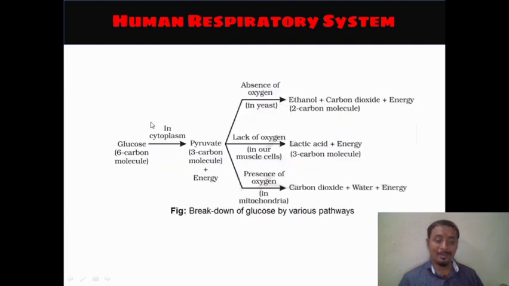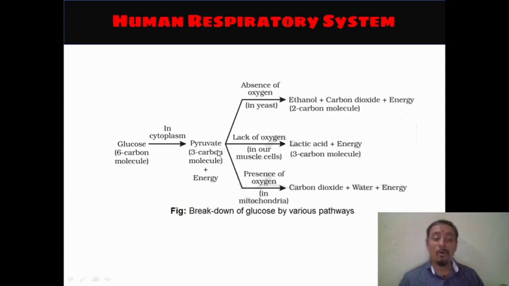Next, let's see how the glucose is broken down. The glucose, a 6-carbon molecule in the cytoplasm of a cell, is broken down into pyruvate, a 3-carbon molecule, and energy is released during this process also. This happens through a pathway generally used in most aerobes. That pathway is known as the Embden-Meyerhof-Parnas pathway. We know it as the EMP pathway for short. So what happens after formation of pyruvate? This process is also known as glycolysis.